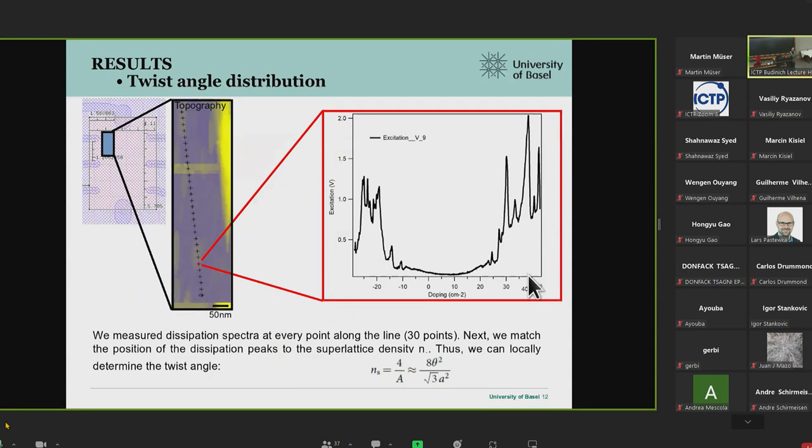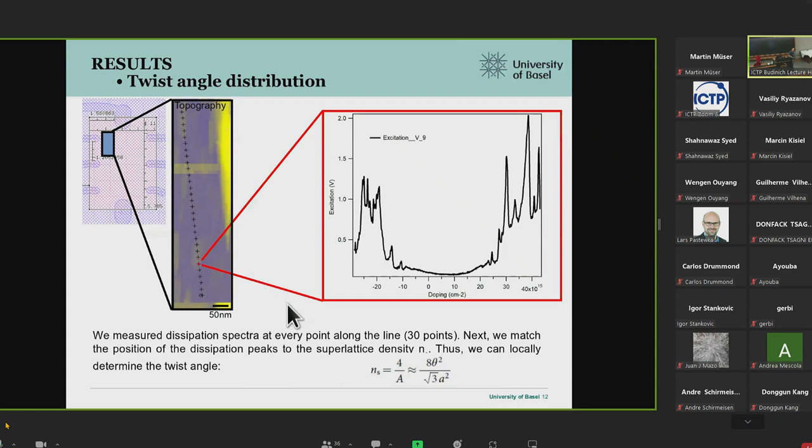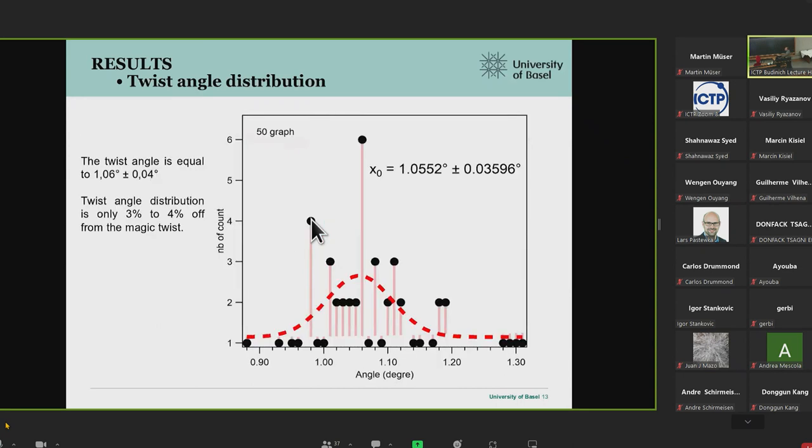So as I say, our method is local. We can actually determine the twist angle at any spot of our device. So we came to this left top corner of our device, and we acquire spectra for different points across this line. If we match the position of the dissipation peaks to the superlattice density, we can determine the twist angle for every single spot of the device. And this is the histogram of this twist angle. It's quite a good device, I have to say. The mean twist angle is 1.06, plus minus 3 to 4% error, for 50 different spectra.